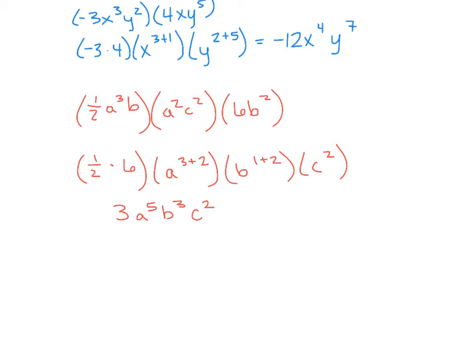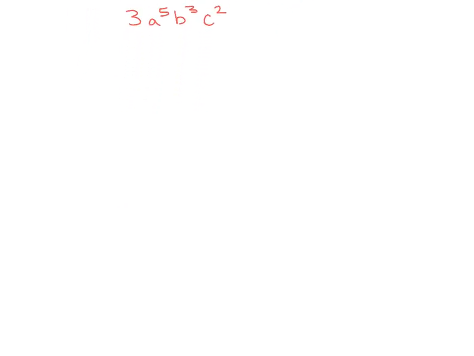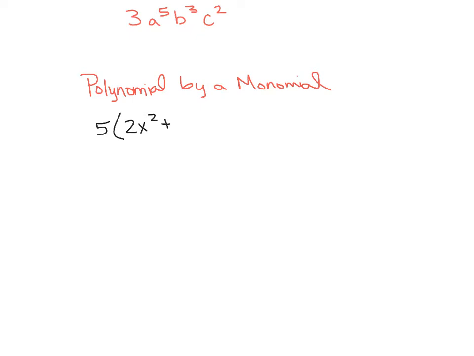Anyways, now we're going to multiply a polynomial by a monomial. So the first one we have is 5 times 2x squared plus x plus 4. And for these, all we're going to do is distribute.